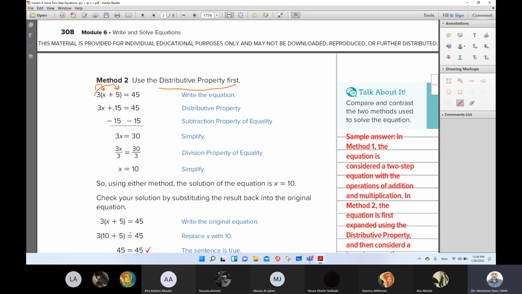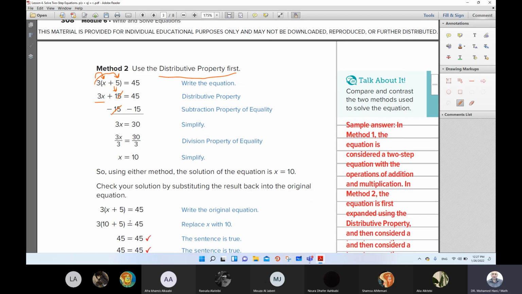Then we can remove the constant here. To remove 15, add the inverse to the two sides. The inverse of 15 will be negative 15. So add negative 15 to the two sides. Plus 15 and negative 15 will be 0. Remains here 3x. 45 minus 15 will be 30.